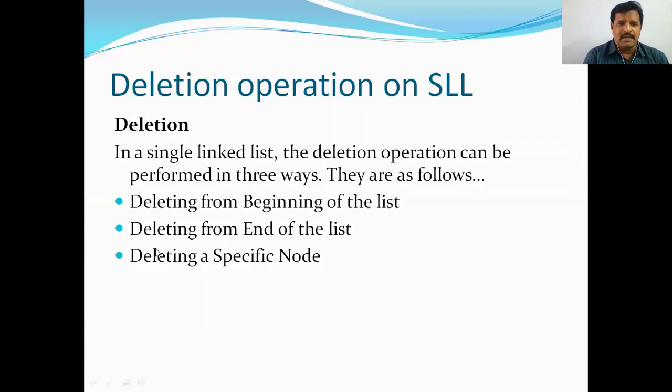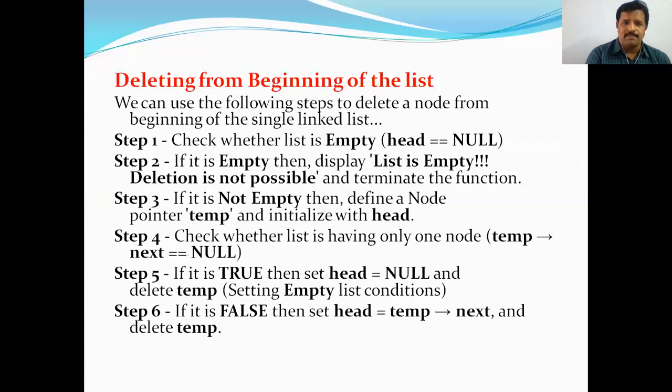In single linked list, the deletion operation can be performed in three ways. They are as follows: deleting from the beginning, deleting from the end of the list, and deleting at a specific node of the given list. Right? Let us discuss clearly one by one.